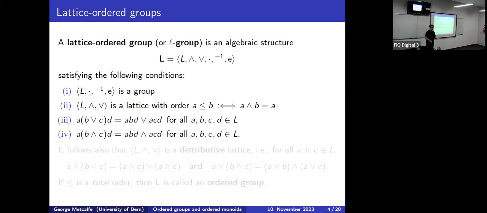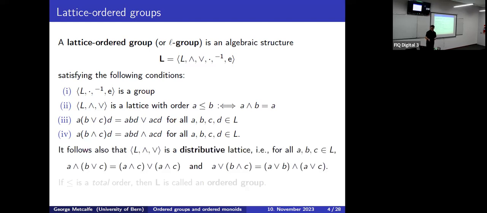Right? So you have a group, you have a lattice, and this third and fourth condition relate the lattice order to the group structure. Now, it's not part of the definition, but it follows fairly easily that the lattice is in fact always distributive, which I've written down here. So it just means the binary meets distribute over binary joins, and binary joins distribute over binary meets, exactly as I've written here.